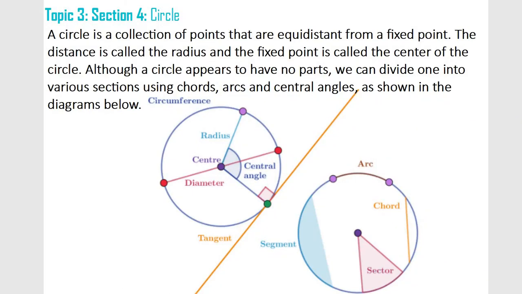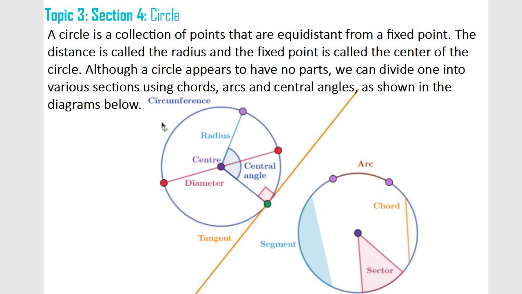Hello. Today we're going to talk about topic three, section four, the circle. So this is all your basic vocab for circles. You should know what a radius is and a diameter. They go through the center. A central angle means it's an angle that's attached to the center. The center is the vertex.